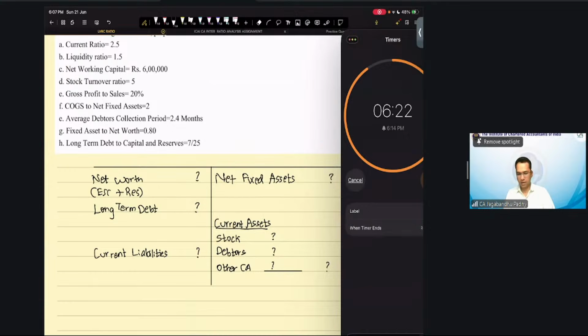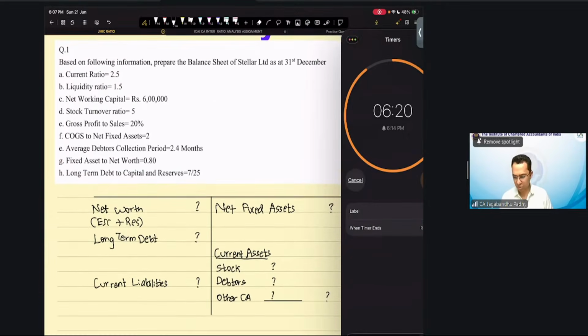Okay, so here we have the timer and also the question in front of you. Go ahead with this. I think, Pooja, you should be able to see the question. You're able to see the question, right? Okay, perfect. Go ahead, guys. Try to solve it. 7 minutes.